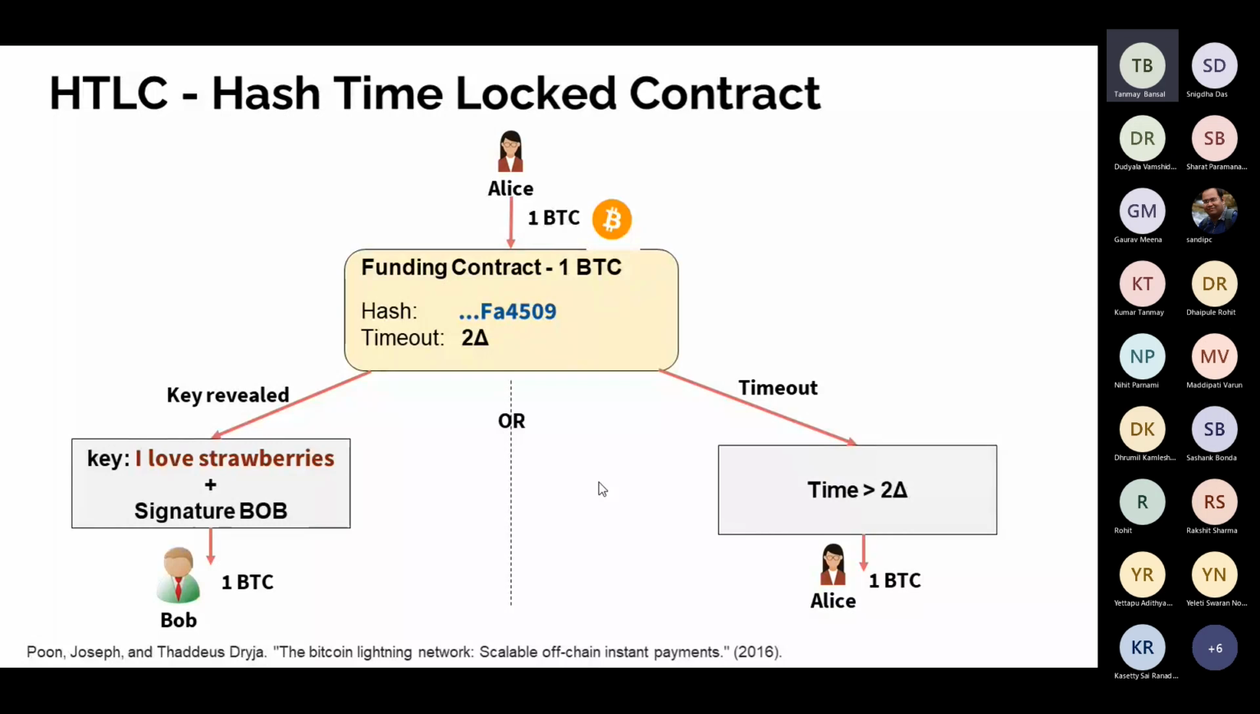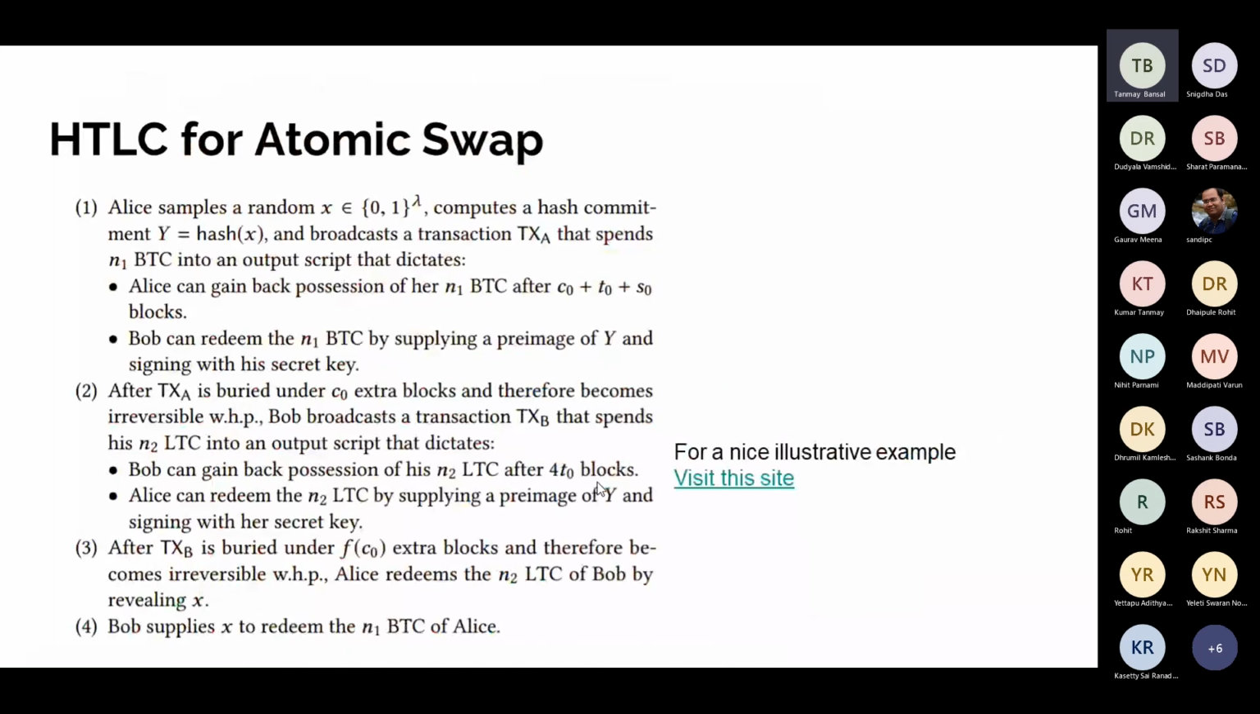The other aspect of it is the timeout. If either the key is not revealed, or if the key is revealed and for some reason it is not actually claimed, then after a timeout period, like in this example 2 delta, this amount would be refunded back to the owner, in this case Alice. So this is something that is actually used for this atomic swap type of operation. Whatever is written here in this form, I will explain through a diagram in the next slide.